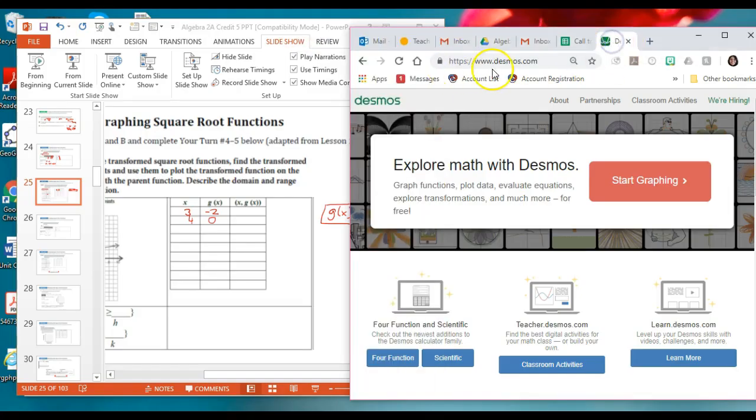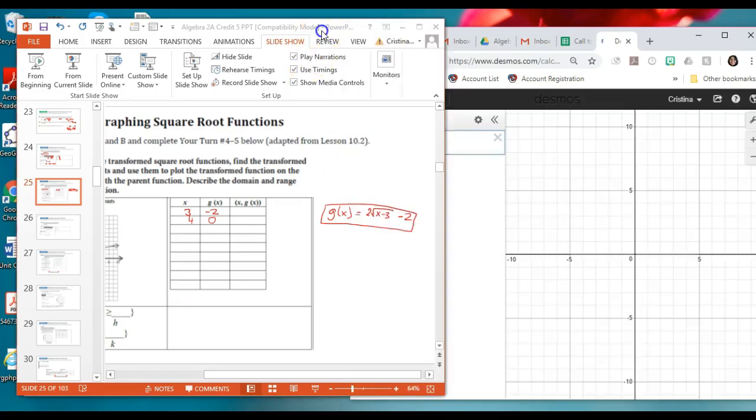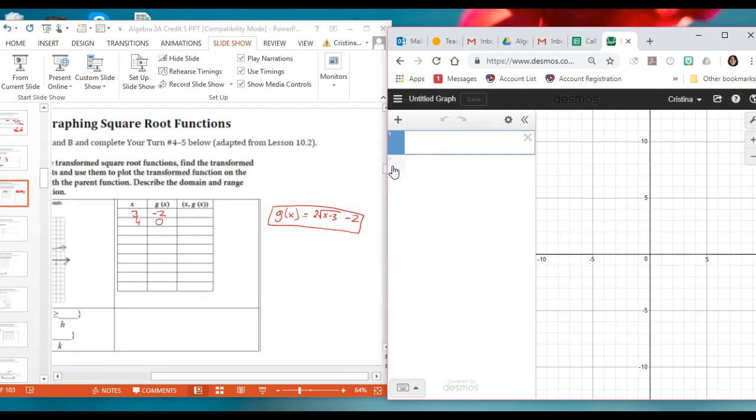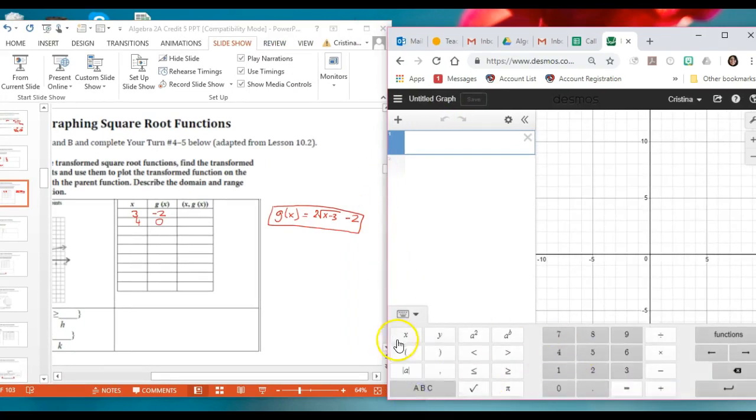On your internet browser, you can type in desmos.com. When you do that, it'll bring you to this page. We're going to press Start Graphing, and I'm going to enter in my equation. Instead of writing g of x, I will write the letter y. Again, you notice how we can use that keyboard. y equals 2 square root x minus 3. And notice how I clicked outside of my radical so I can write the minus 2.